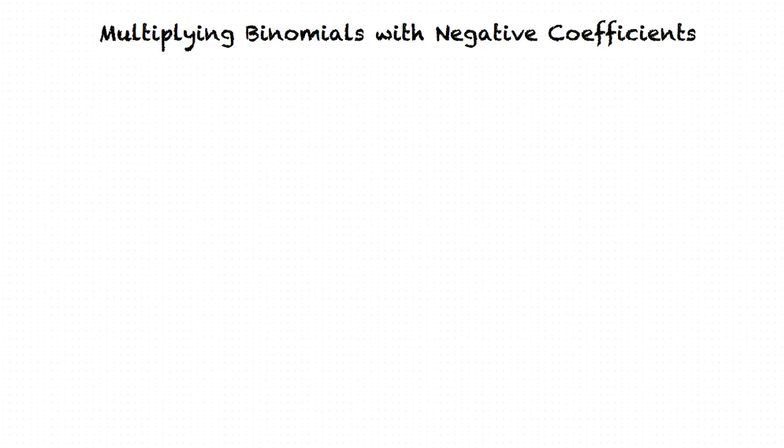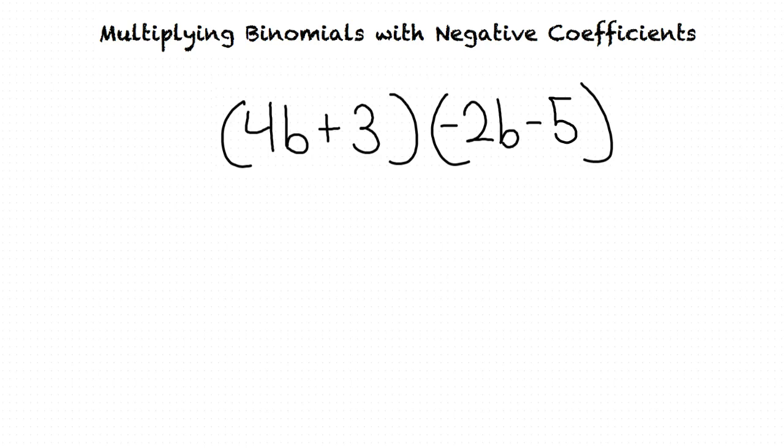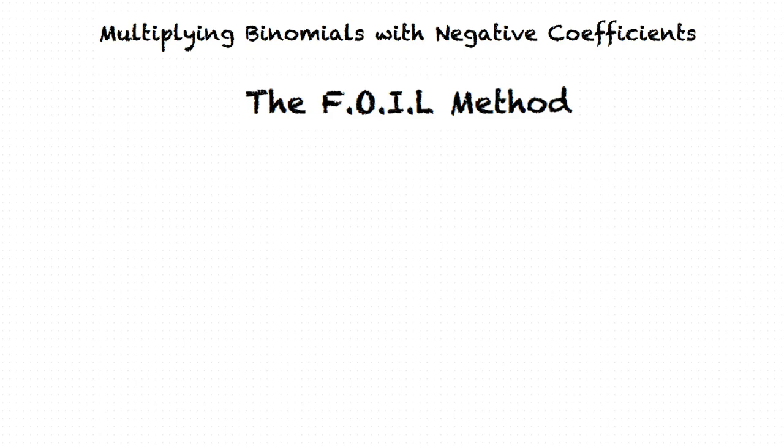This video will cover the topic, multiplying binomials with negative coefficients. For our first example problem, we will use the following binomial set: 4b plus 3 times negative 2b minus 5. Are there any methods that we need to know in order to solve this problem? I'm glad you asked. In order to multiply these binomials out, we'll be using the FOIL method.